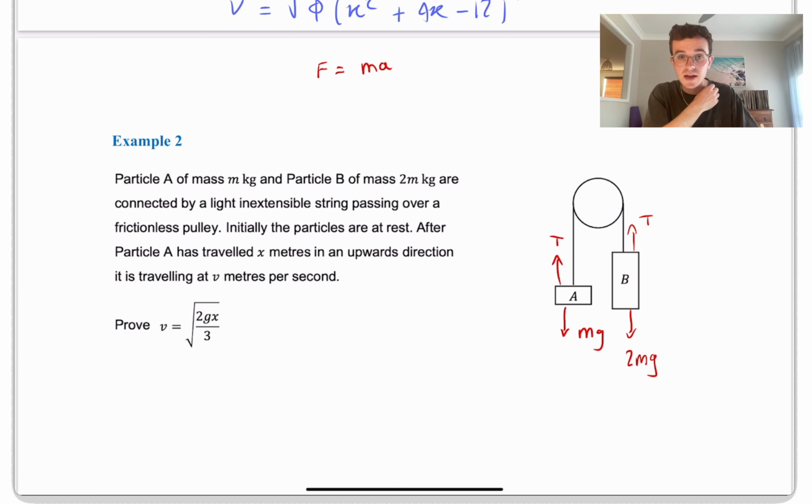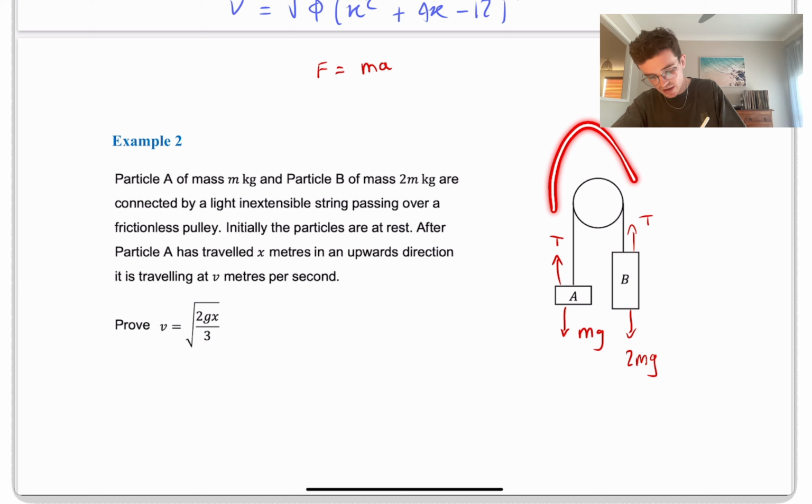Now we have to think about this as a closed system, which means that anything happening here is affected by this, and anything happening here is affected by this. Now we can see that the whole system is going to be moving this way, and that's because object B, mass B, is heavier. So this one's going to be moving up, and that one's going to be moving down. So the system's going to be moving this way.